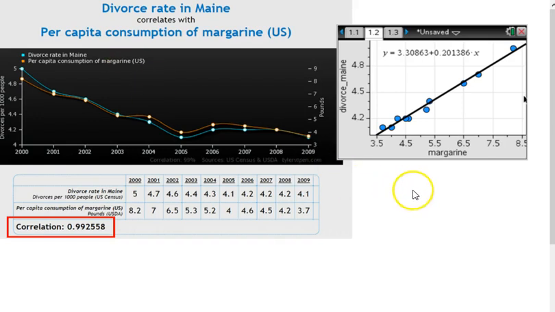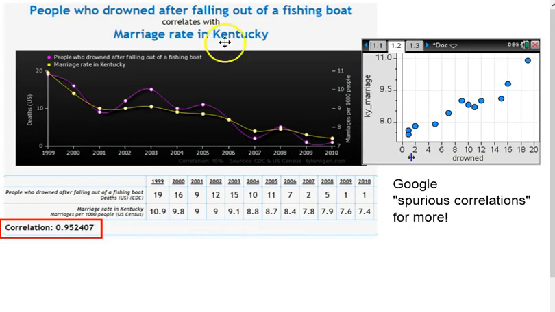Here's another one. Divorce rate in Maine correlates with per capita consumption of margarine in the U.S. So the more margarine people eat in the United States, the more divorces we have in Maine. Look at that strong correlation, 0.99. Almost every point on the line, but no cause and effect.